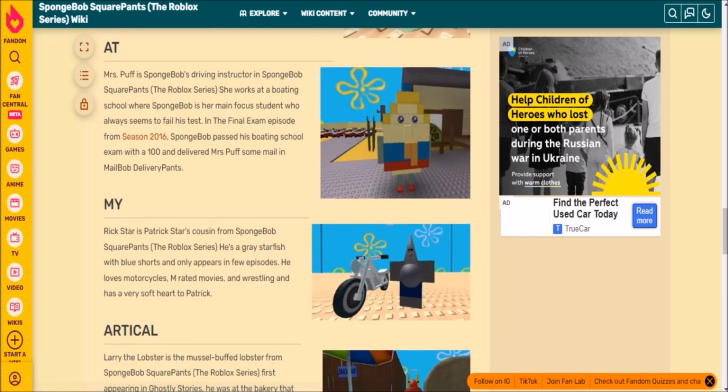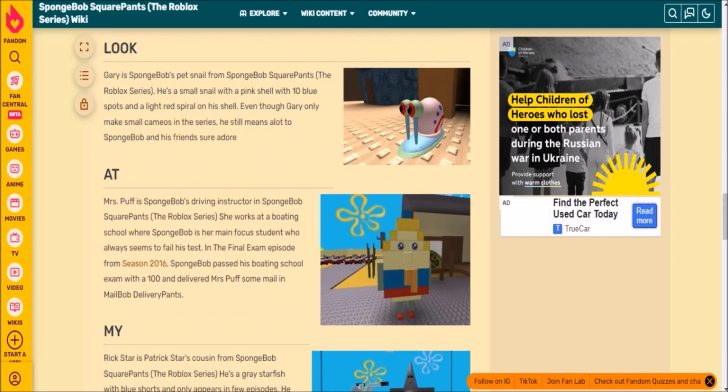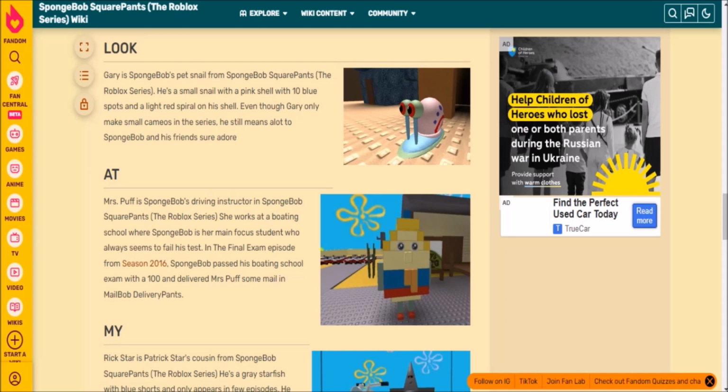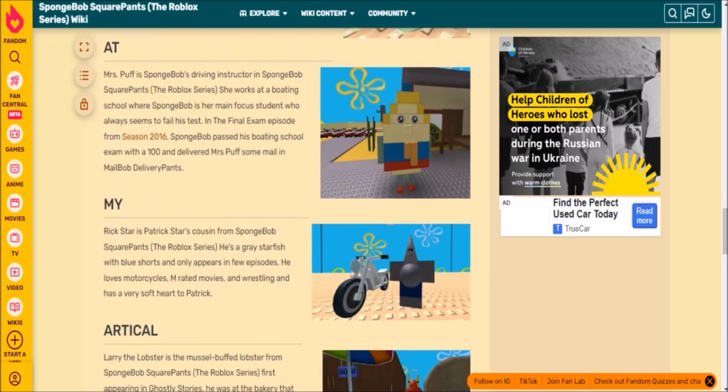Mrs. Puff. Mrs. Puff is SpongeBob's driving instructor in the SpongeBob SquarePants Roblox series. She works at a boating school where SpongeBob is her main focus student who always seems to fail his test. In the final exam episode from season 2016, SpongeBob passed his exam with a 100 and delivered Mrs. Puff's some mail in Mail Bob delivery pants.